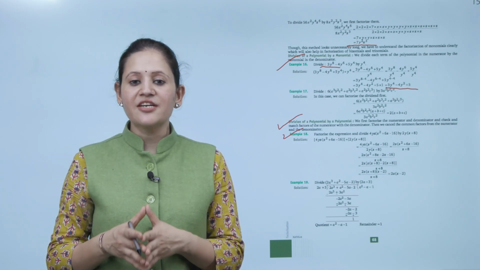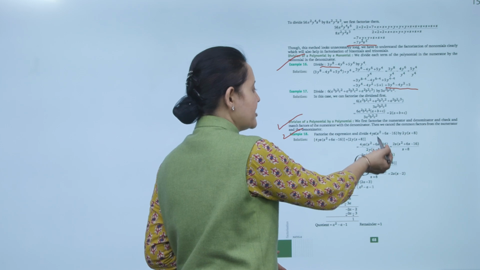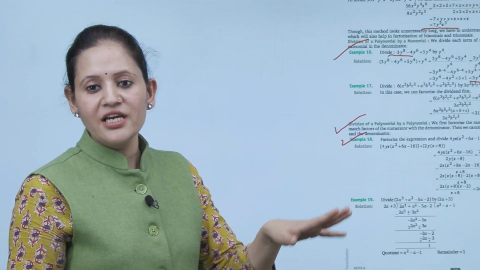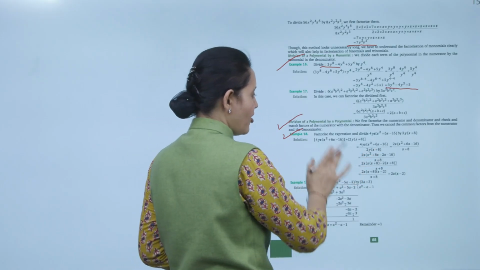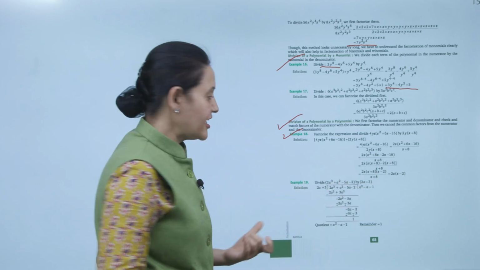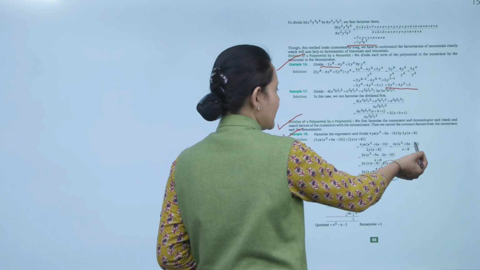Factorize the expression and divide. So the expression is 4yz multiplied by z square plus 6z minus 16, and we have to divide it by 2y multiplied by z plus 8. So we have written it like this. Now 4yz divided by 2y, we'll get 2z, and z square plus 6z minus 16.